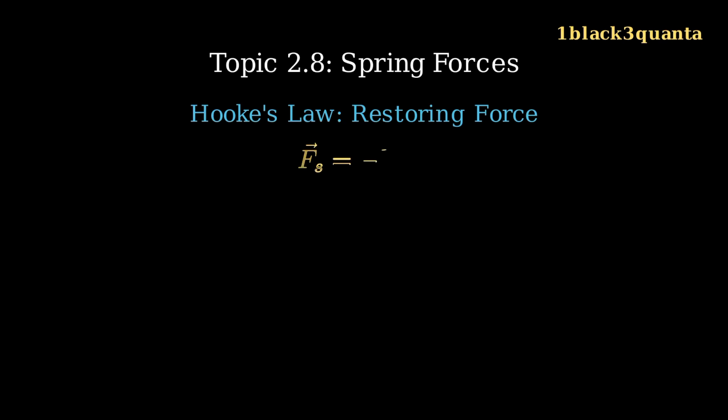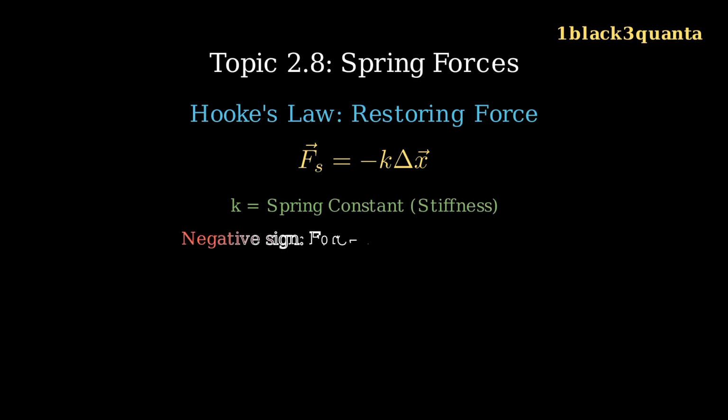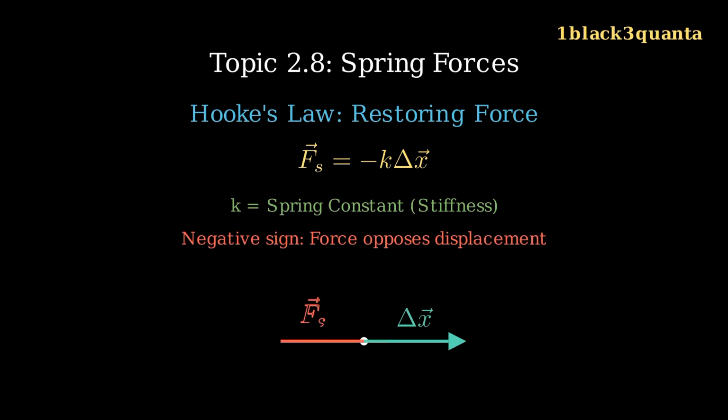Topic 2.8 covers spring forces and Hooke's law. When a spring is stretched or compressed from its equilibrium position, it exerts a restoring force that tries to return it to that neutral state. The equation for this is F_s equals negative k times delta x. The constant k is the spring constant, which measures the stiffness of the spring. Pay attention to the negative sign.